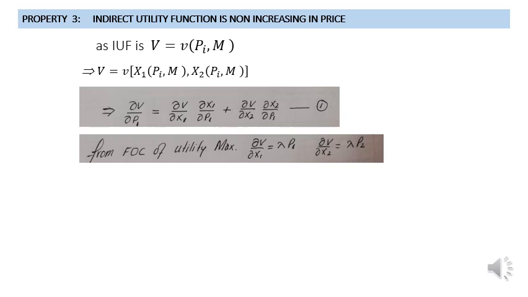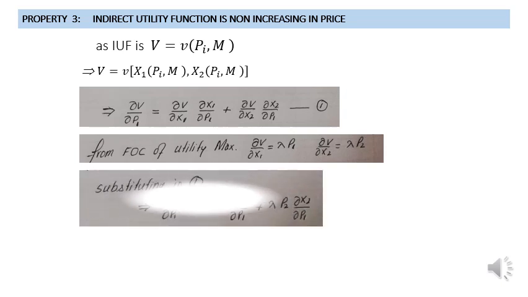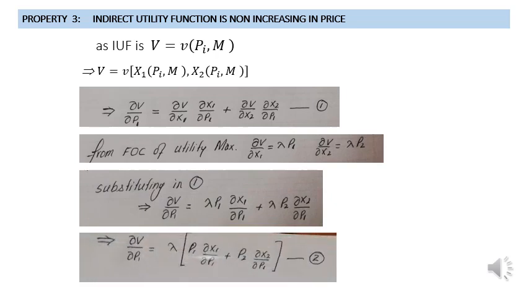Now from the first order conditions of utility maximization, we'll substitute ∂v/∂x1 with lambda p1 and ∂v/∂x2 with lambda p2. After substituting, we can take lambda common, which is here equation number 2.